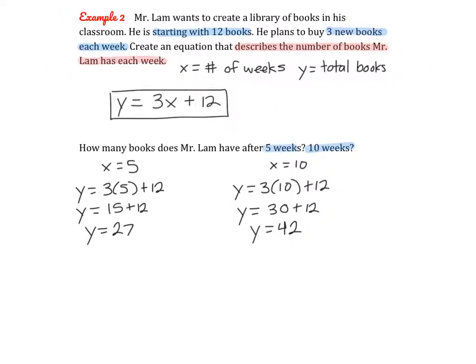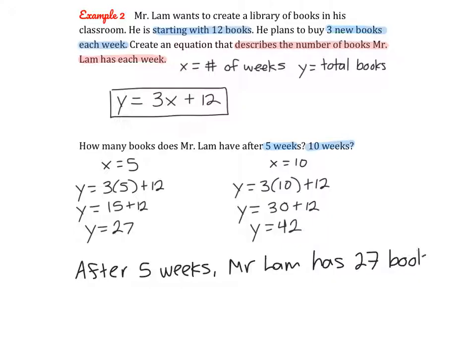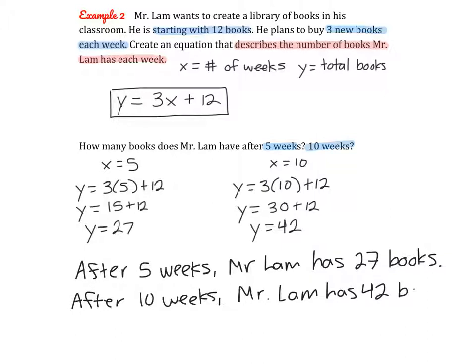Now, once again, we're always going to write our final answer as a complete sentence, and it needs to answer the question thoroughly. So how many books does Mr. Lamb have after 5 weeks? After 5 weeks, Mr. Lamb has 27 books. And we can do the same for the second part. How many books does Mr. Lamb have after 10 weeks? We say, after 10 weeks, Mr. Lamb has 42 books.